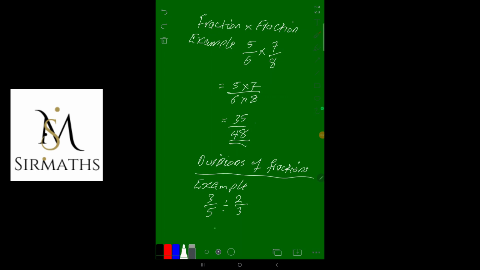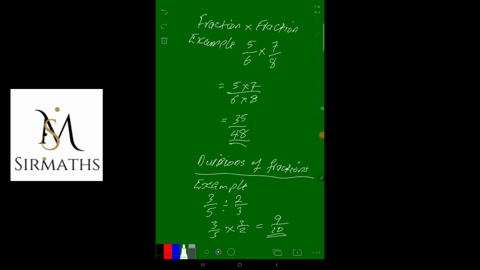What does that mean? Here we have 3 over 5. In this division, we now introduce multiplication in the place of this division and invert this divisor. We use the reciprocal of the divisor, which is, instead of 2 over 3, we have 3 over 2. And that will give us 3 times 3 is 9, and 5 times 2 is 10. We cannot simplify this further. So this is what we have.